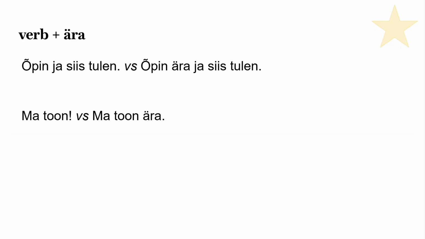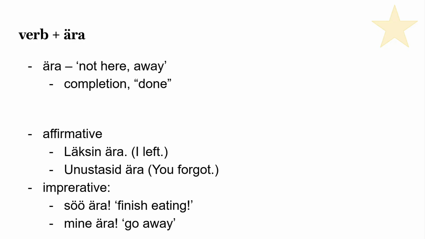So let's move on to the second use. If you speak some Estonian, or even if you don't, I would implore you to try and guess what the meaning difference between these sentences is. The first is õpin ja siis tulen. The second is õpin ära ja siis tulen. So what's the difference in meaning? That's exactly what we're going to be looking at. So õpin ja siis tulen means I will study and then I will come. But õpin ära ja siis tulen means I will finish studying and then I will come. So that's the meaning difference.